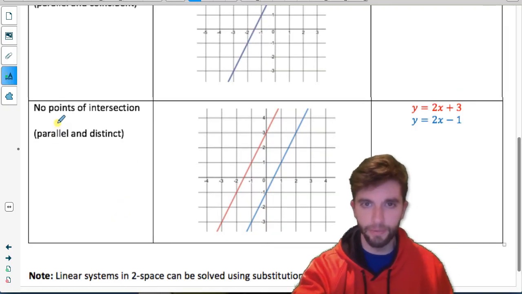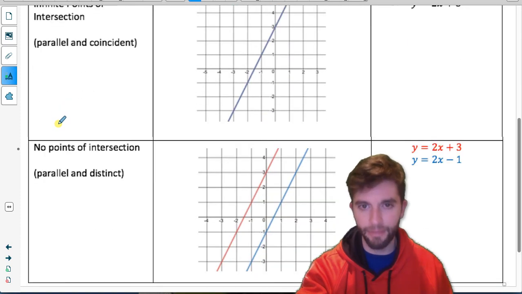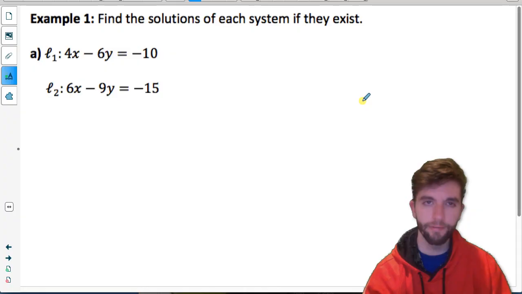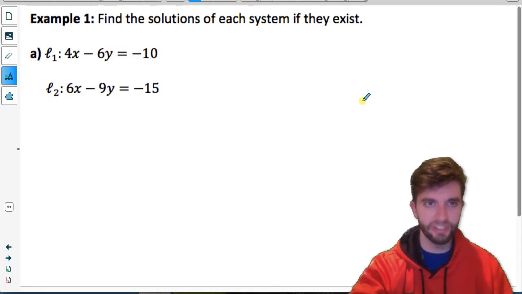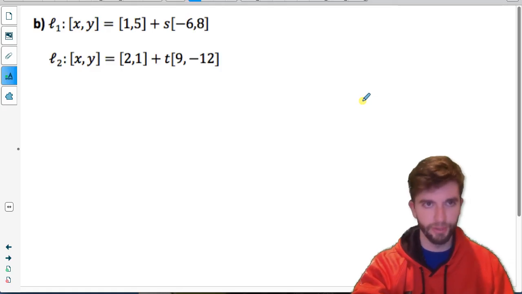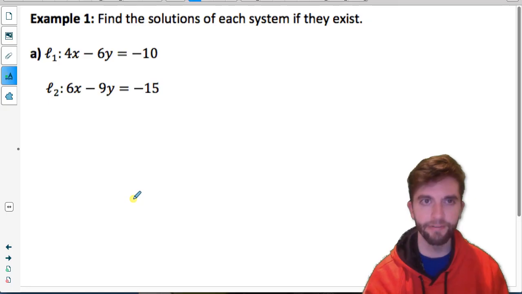So let's do a few examples, one for each of these scenarios, so that you see algebraically what happens when we try and solve a system of equations based on what scenario we have. Alright, for example 1, we're doing 3 systems of lines. B and C, you're given the vector equations of lines. That's what we're going to focus on. But part A, I'm just giving you a warm-up. You're given the standard form equation of the line.